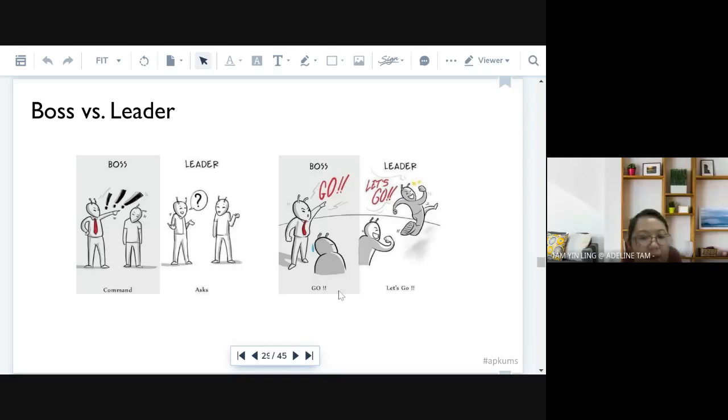And last, go or let's go. The boss will say, go, you do this and that. But the leader will say, let's do it together. Let's go and do it together. So that's the difference between boss and leader.